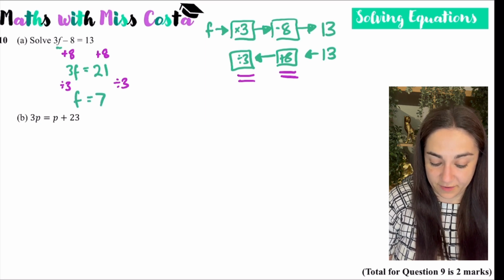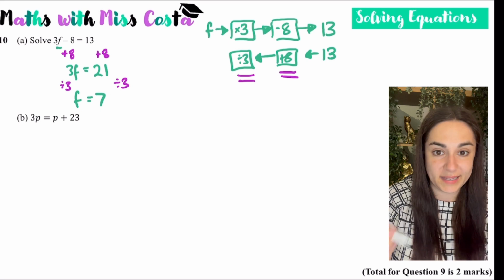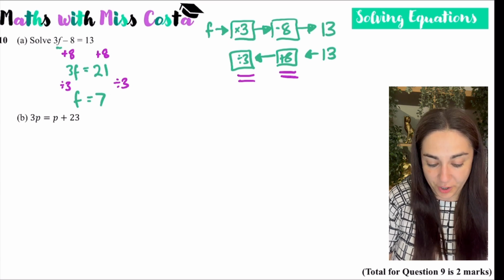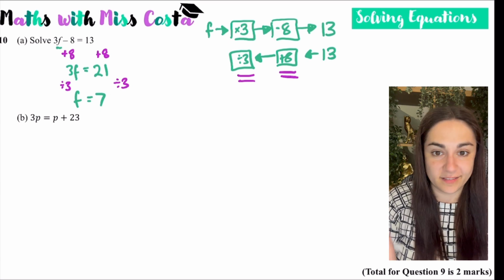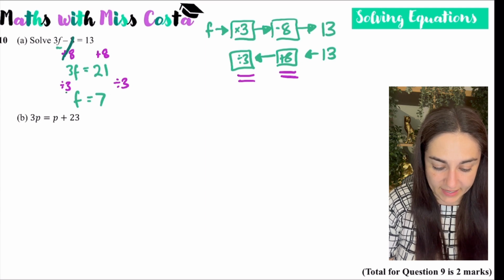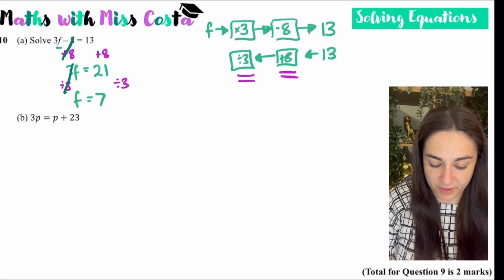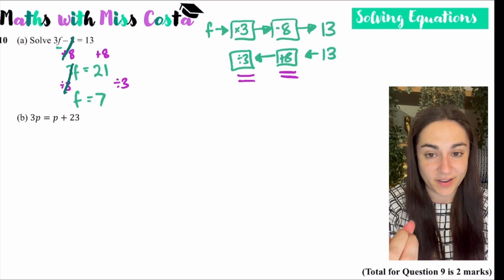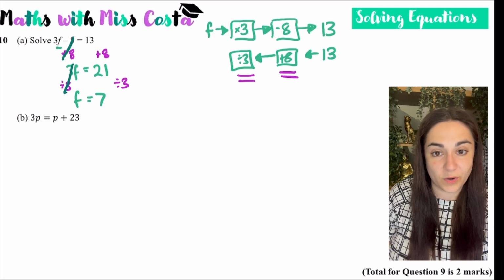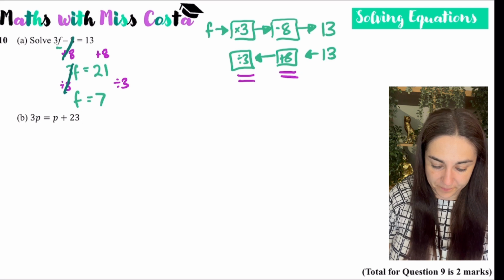That would mean that f is 7. The reason I'm doing the inverse is because it cancels out. Hopefully you can see -8 plus 8 is 0. So that cancels out here. And then 3 divided by 3 is 1. That's why I'm left with 1f. That's why I do the inverse. And whatever I do to one side, I have to do to the other.